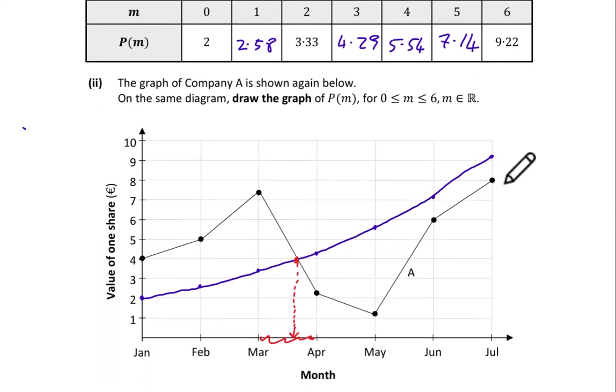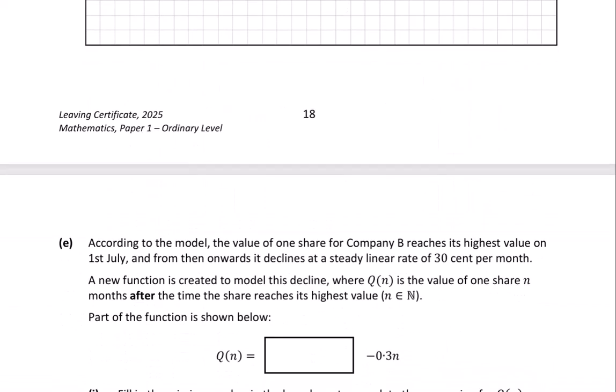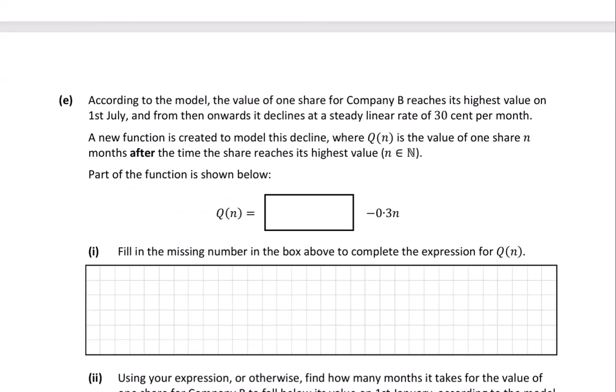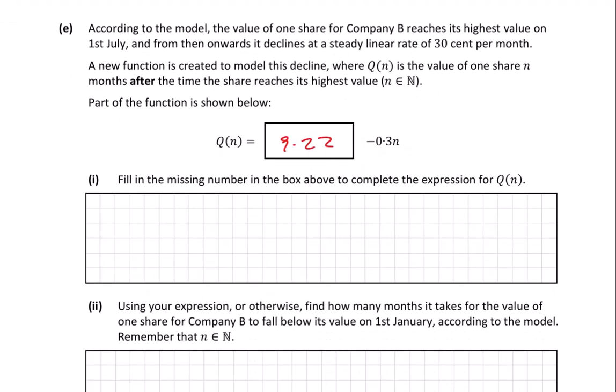So that's here. So that's the number we need to put in here. It reaches a value of 9.22 and then starts declining at this rate here, 0.3 euros, rather, 30 cents every month. So that was it for that one.